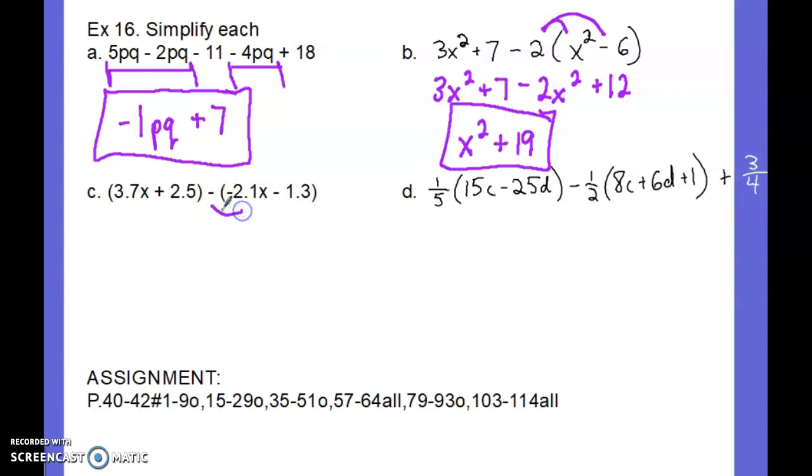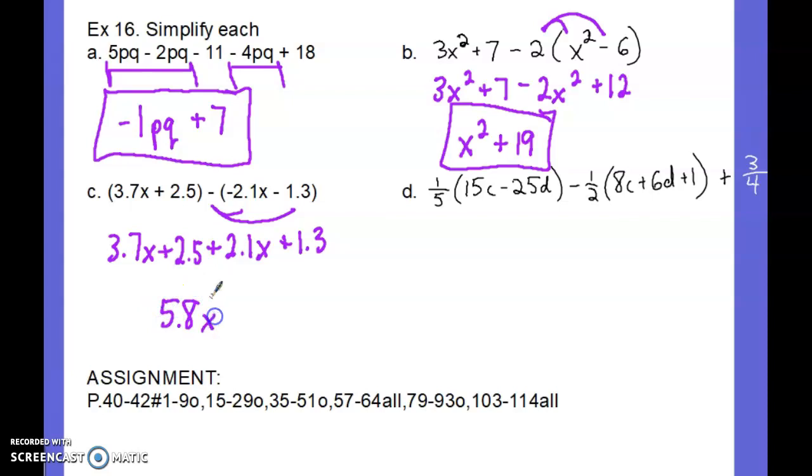This one's very similar. Distribute the negative in there, so that actually becomes plus 2.1x and plus 1.3. And I'm not changing this first term at all. But 3.7 plus 2.1 is 5.8x, because they are like terms, and 2.5 plus 1.3 is 3.8. Feel free to use a calculator and double check that I'm doing my math correctly.